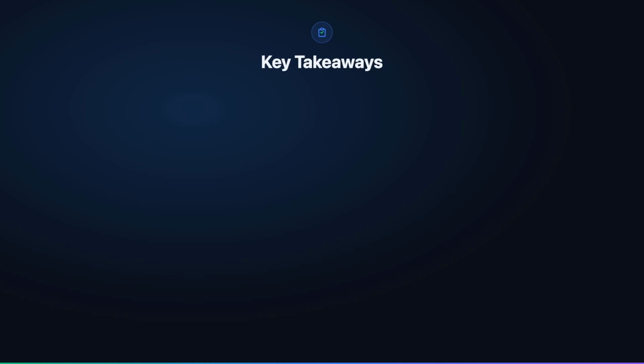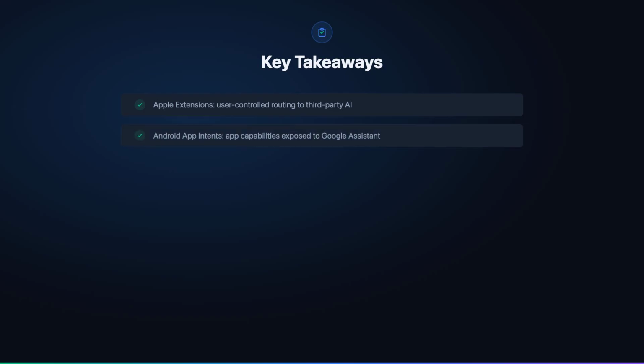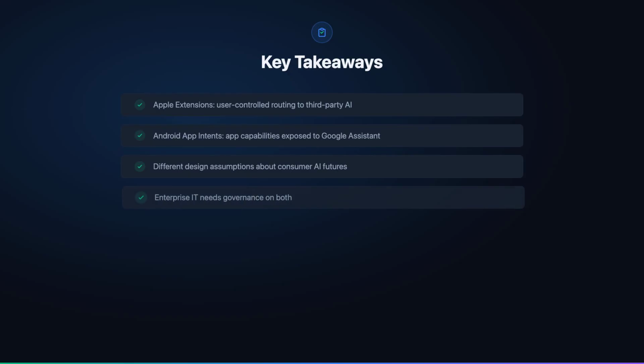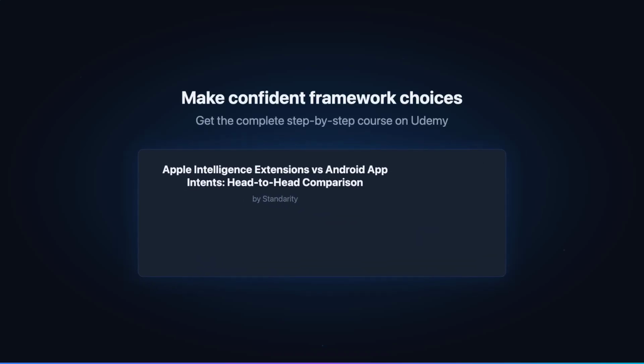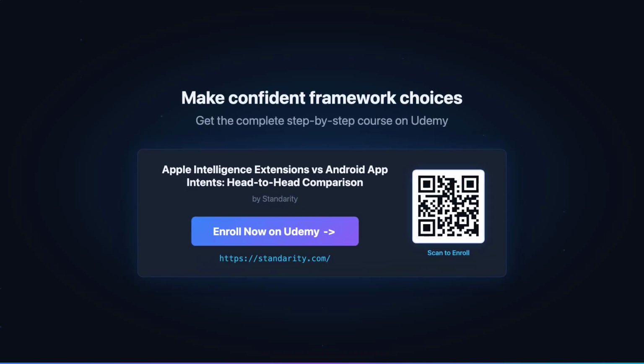Let us consolidate the comparison into the points that actually drive your decision. Multi-model curation built into the OS. Single Assistant plus apps model. User-curated versus assistant-mediated. MDM controls over third-party AI providers. That is Apple Extensions versus Android App Intents in a nutshell.